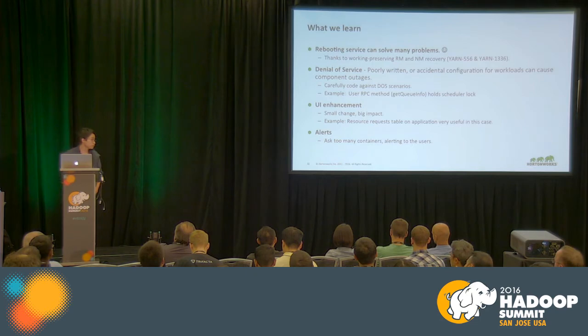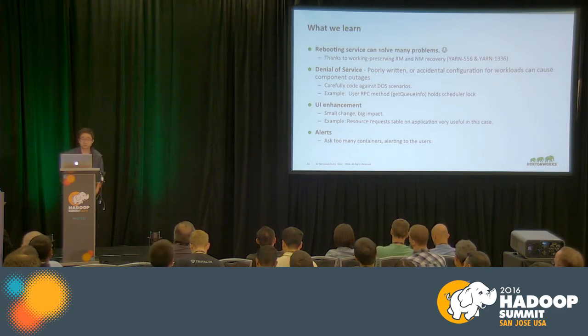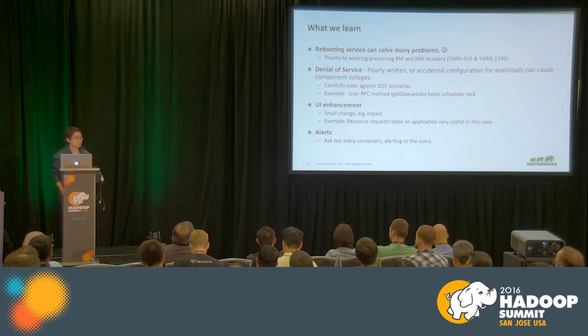And also another thing we learned is that UI enhancement is quite important. A very small change in the UI makes life much easier. Like this case, the resource request table is a simple change. However, it was important because we can easily identify which app asks for the most resources, and we can easily identify the misbehaving app. Also, alerting is useful. Like this case, if the app asks for too many containers, alerting the user upfront will be very useful.